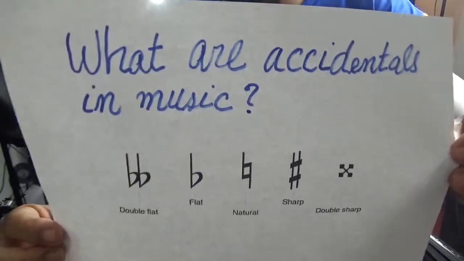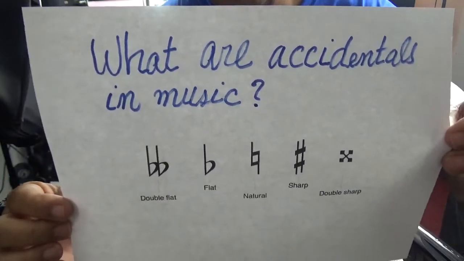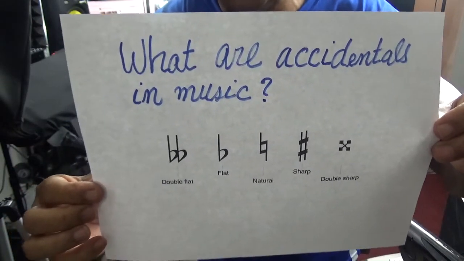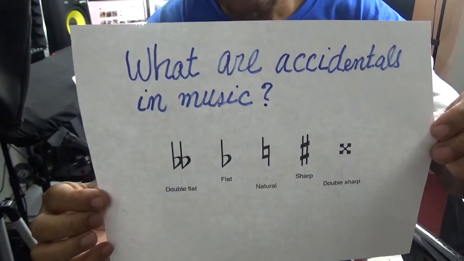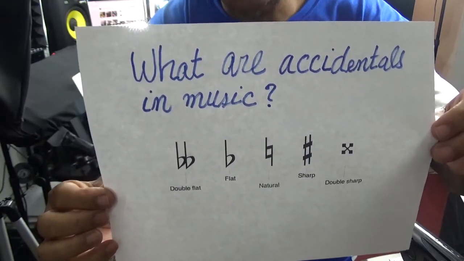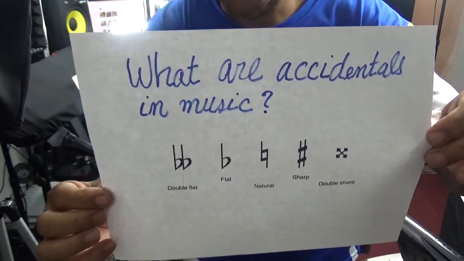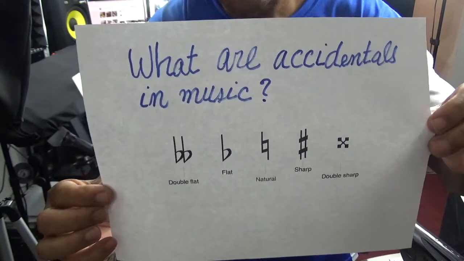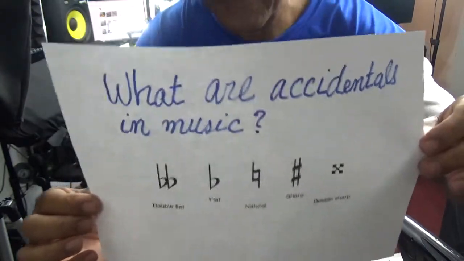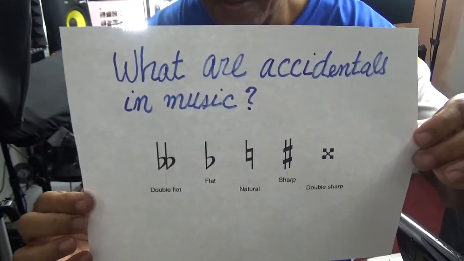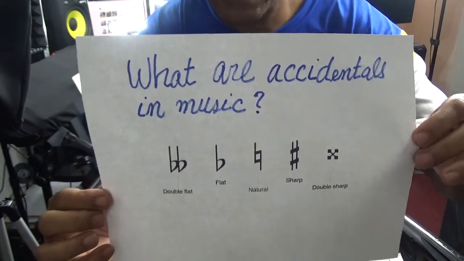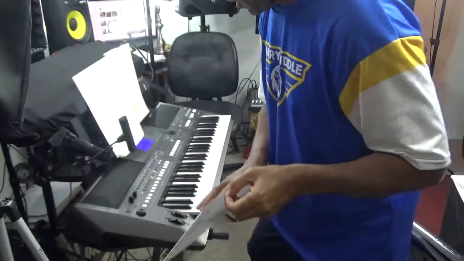Okay, take a look at it very closely. You can see some symbols: sharp, flat, natural, double sharp, and double flat symbols. Take a look at the question, okay? Yeah. That's a good question, you know? That's a very good question.